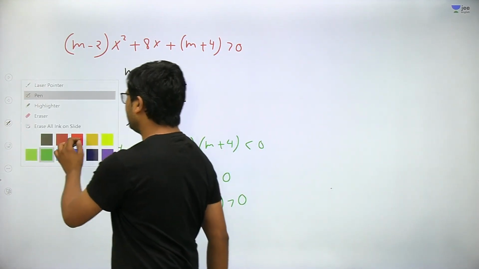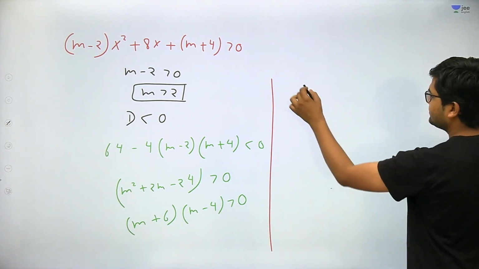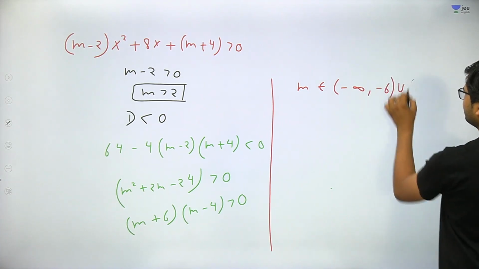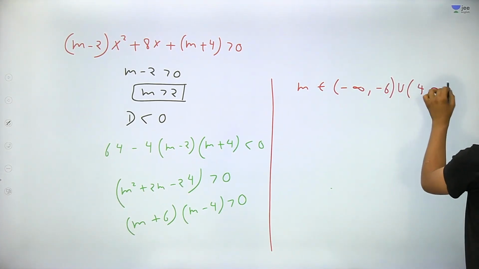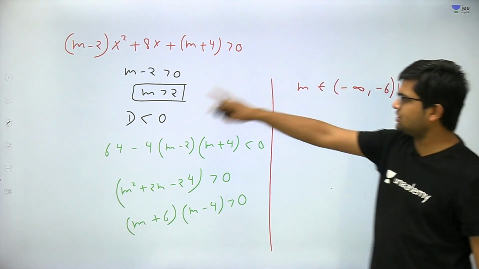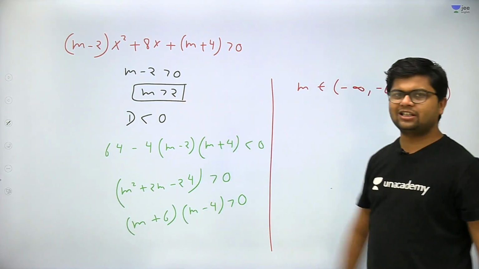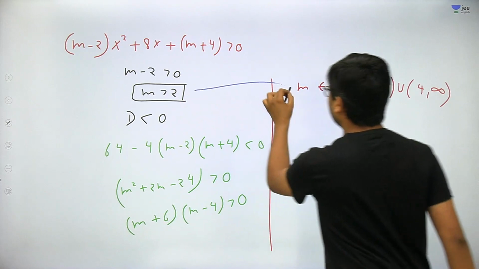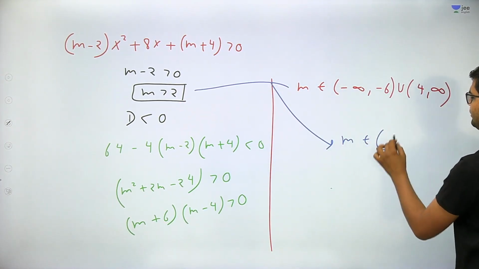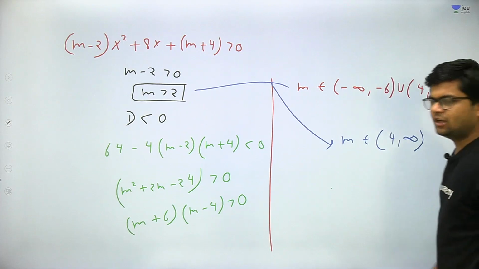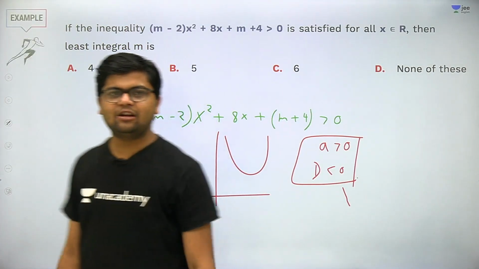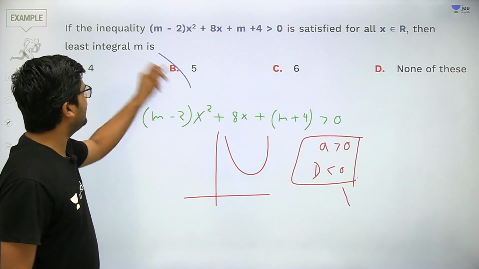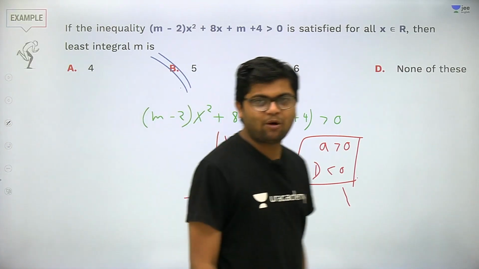Now from here I can easily conclude that m will belong from minus infinity to minus 6 union 4 to infinity. That is okay, but the first inequality says that m should be strictly greater than 2. So the intersection of these two will give me the solution m belongs to 4 to infinity. So that becomes my answer. Therefore what we need to find out is the least integral value of m. So in this interval the first integer will come out to be 5. Therefore the answer will be B for Bombay.